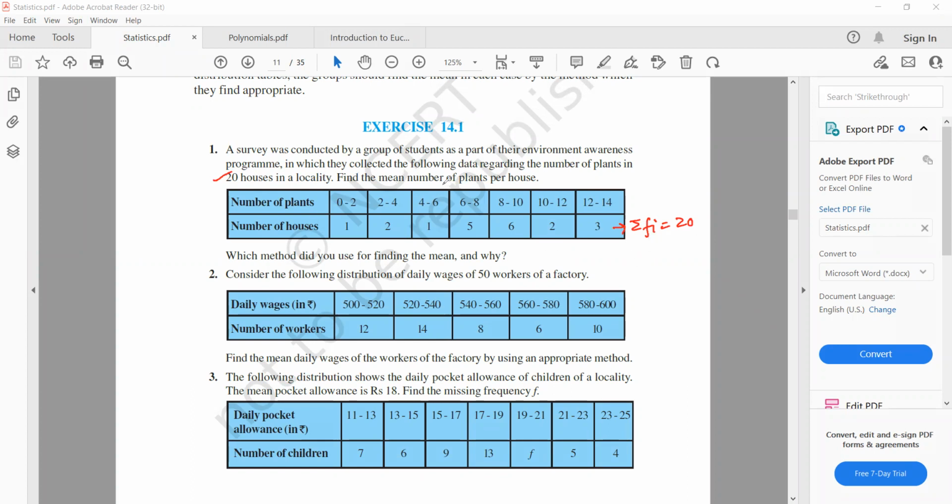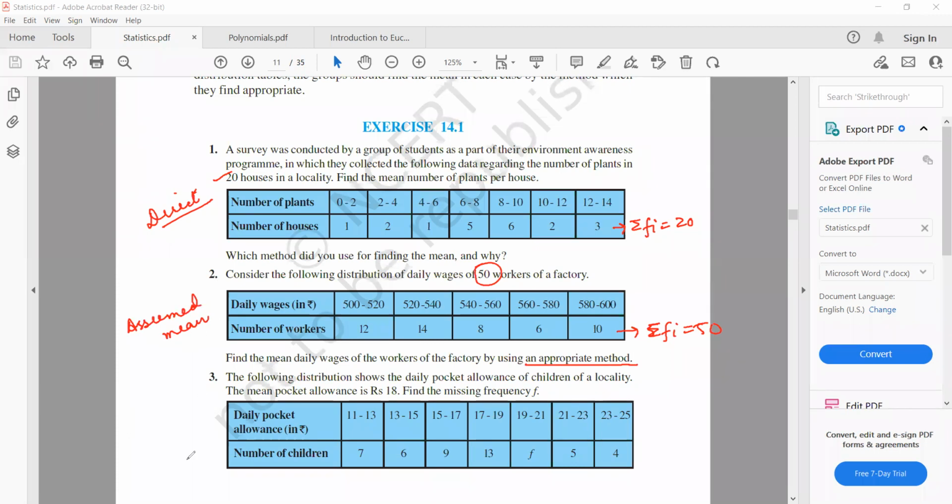So find the mean number of plants per house. So you have to find the mean. Now you will solve this question by direct method, correct? Yeah, ma'am. Okay, second question. Consider the following distribution of daily wages of 50 workers. So the frequency is mostly already given in the question, so you can also check your answer. The summation of fi will come out to be 50, right? Find the mean daily wages of the workers of the factory by using an appropriate method. So it's your choice. Any method you can use. Use assumed mean for this, correct?